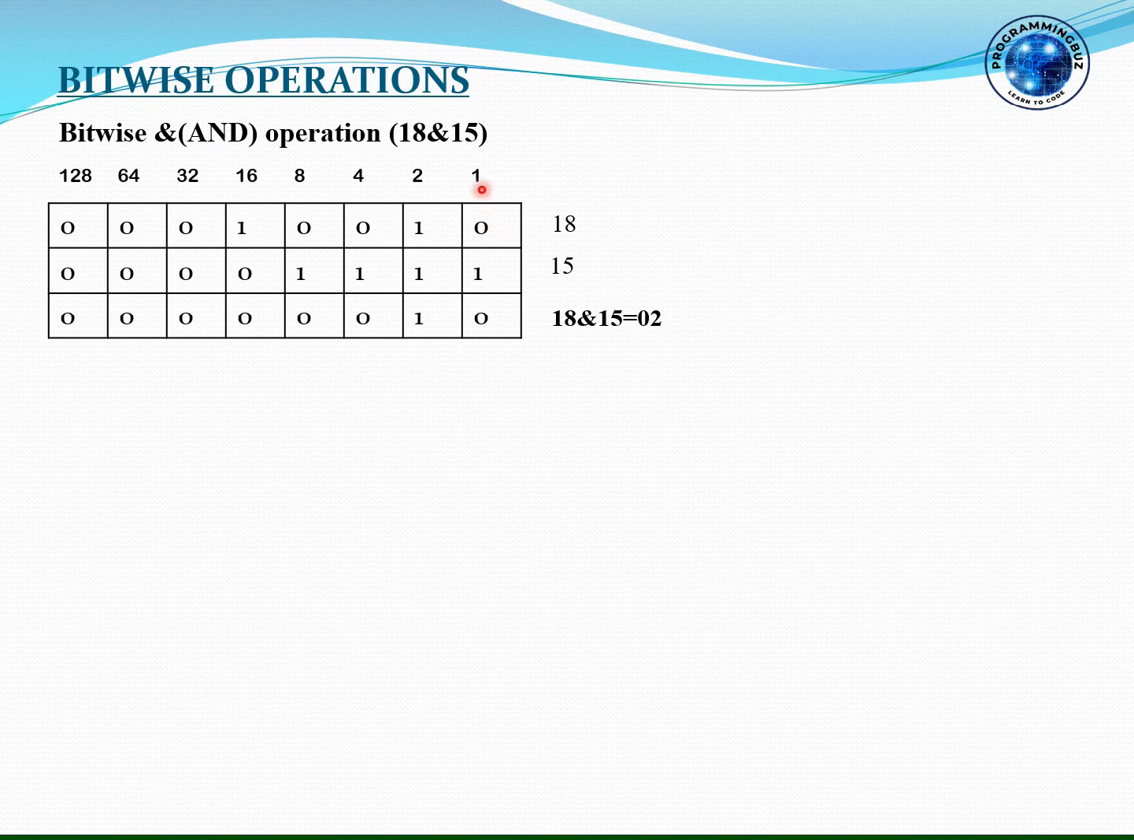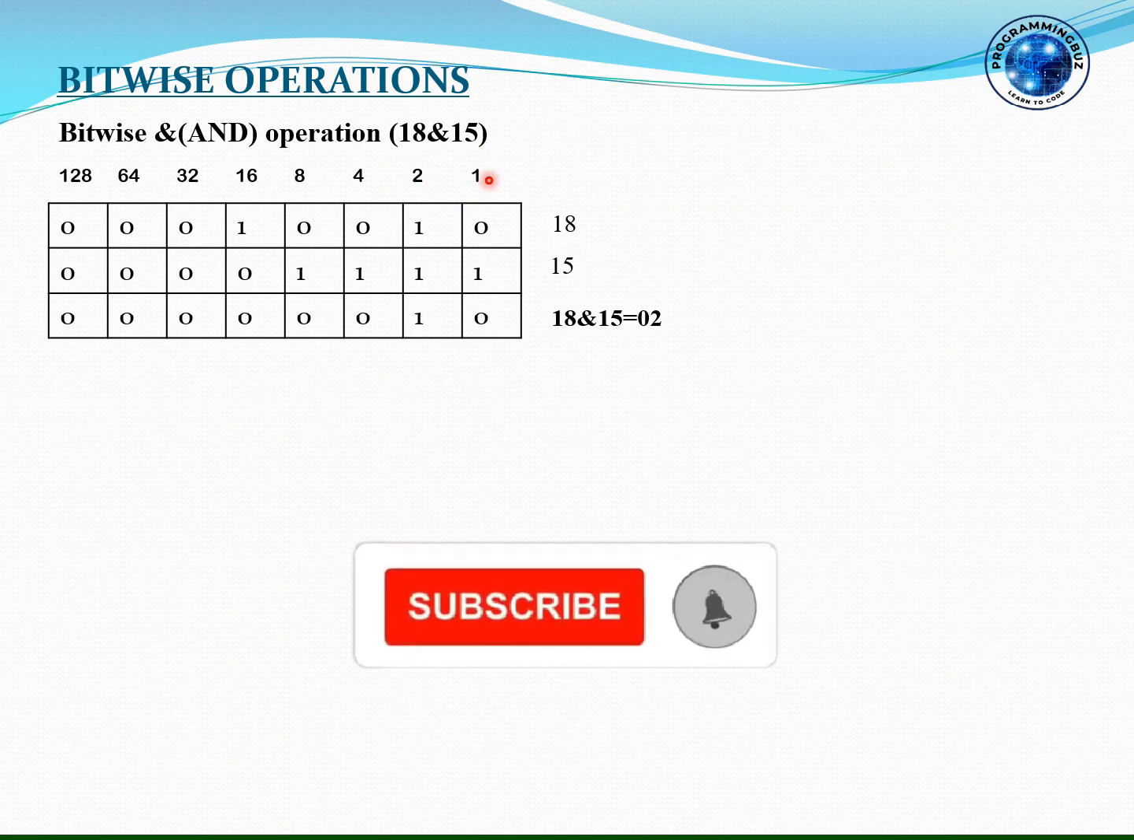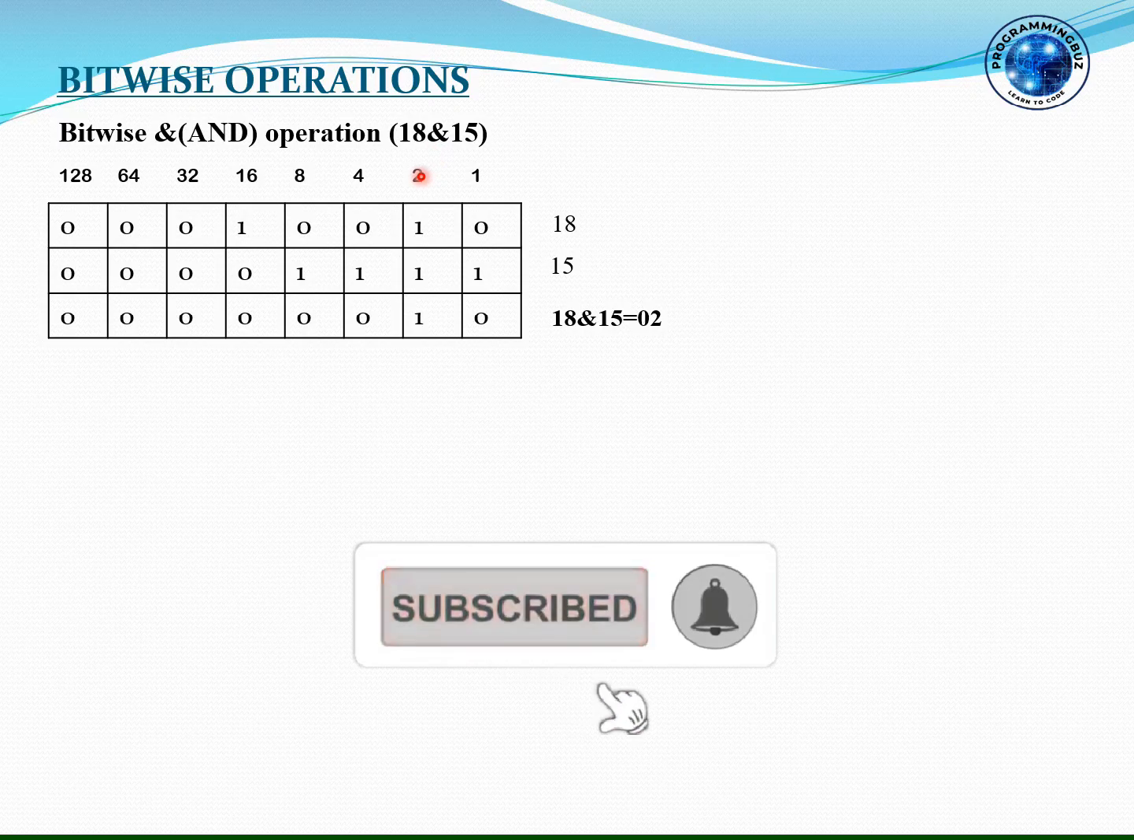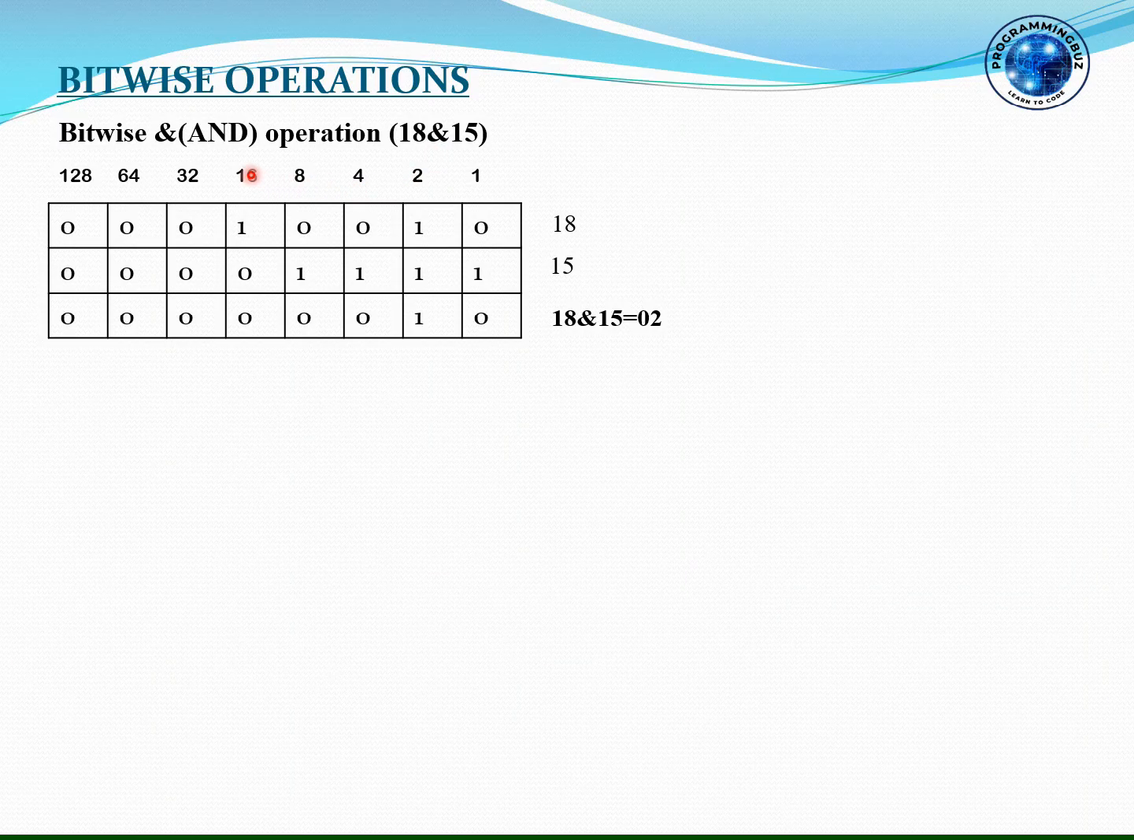These are the place values in the binary number system. This is 2 raised to the power 0, that is 1. This is 2 raised to the power 1, that is 2. This is 2 squared, 2 cubed, 2 raised to the power 4, 2 raised to the power 5, 2 raised to the power 6 and 2 raised to the power 7.